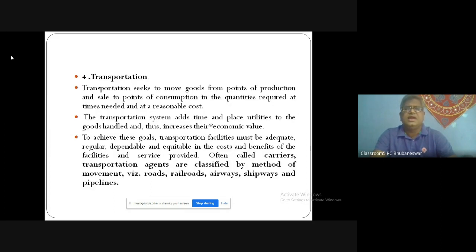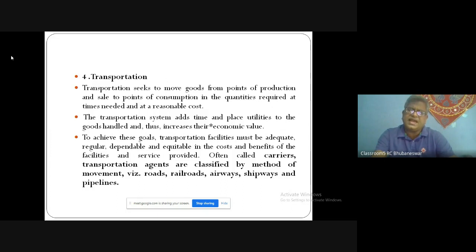And if you look at transportation, it is also an important aspect of moving from one place to another. Transportation means moving goods from the point of production to the point of sale or consumption, at the customer's door. That's called transportation. There are different ways of transportation: road transportation, rail transportation, air transportation and shipway transportation.